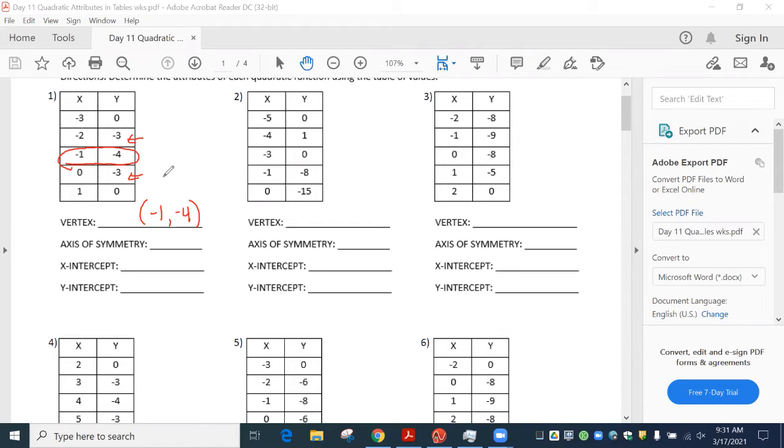All right, so axis of symmetry. Now, I know we don't see a picture here, but axis of symmetry is always x equals, and then the x coordinate of our vertex. So we don't have to see a picture. What's the x coordinate of the vertex? -1.